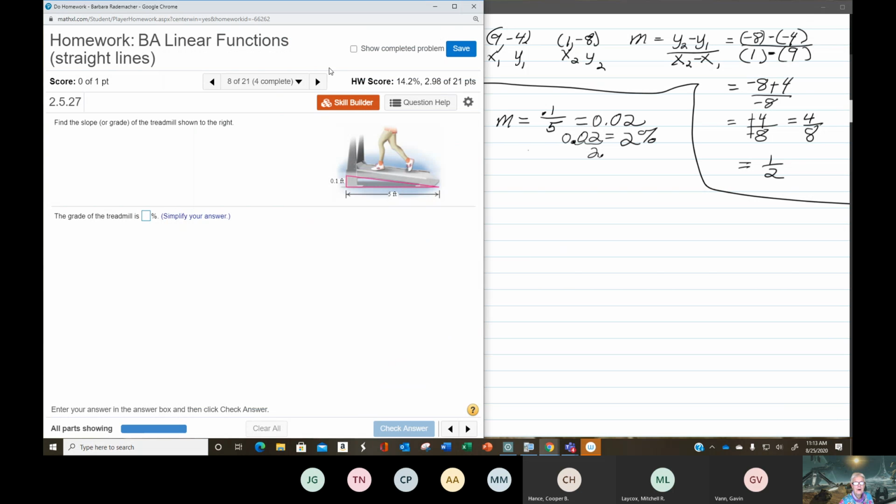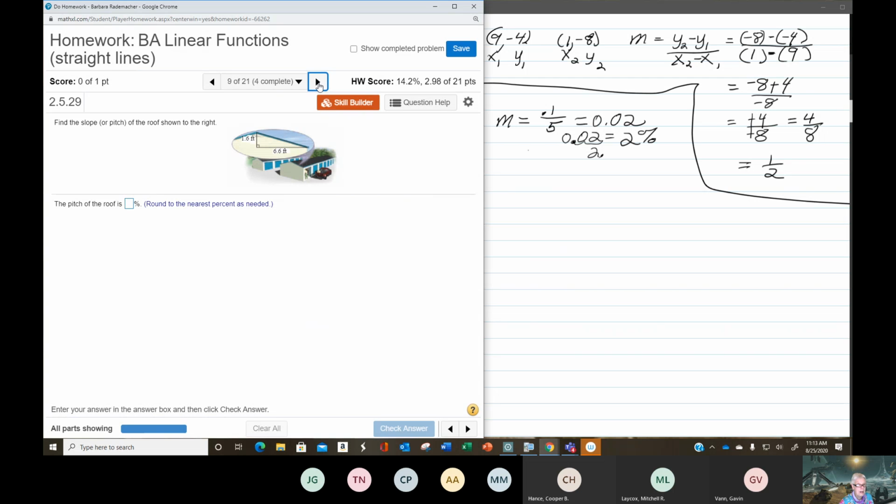Okay. Now, the next problem, as I recall, is the same exact kind of problem, so I'm not going to do it. But what it does is it lets you find the pitch of a roof. And pitch is like grade, except it's in the construction industry. You find the slope and then turn it into a percent. You should go home and look up the pitch of the roof of the building where you live.